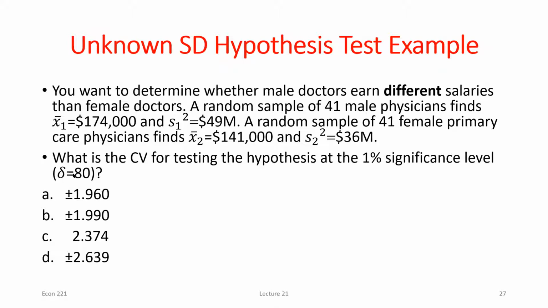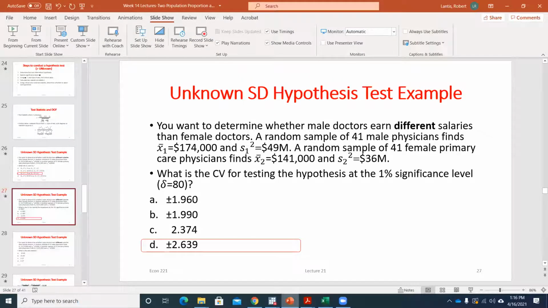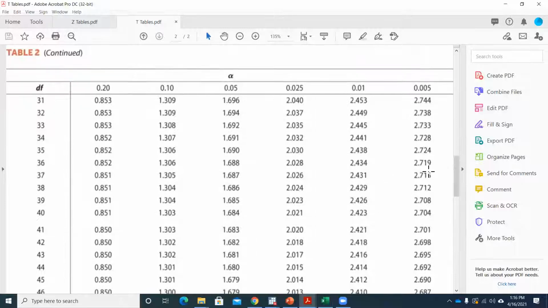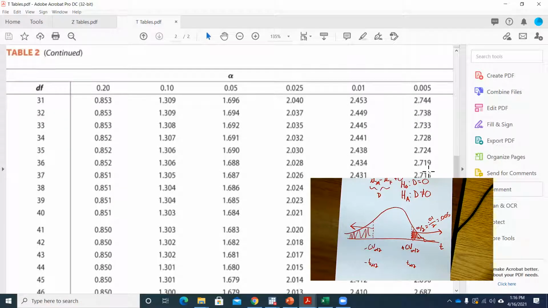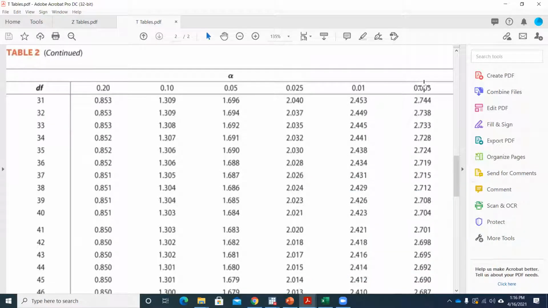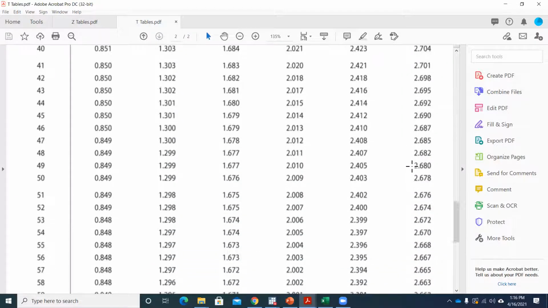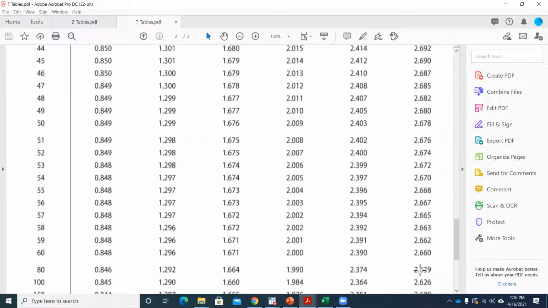Well, first of all, if it's a two-tailed test, I can rule C out as my critical value right away, because I know I have a pair of critical values. From there, I said that I wanted 0.005 in each tail. So I'm going to use this last column. And then my degrees of freedom, I was told to assume again, was 80. Go down here, 2.639. Okay.